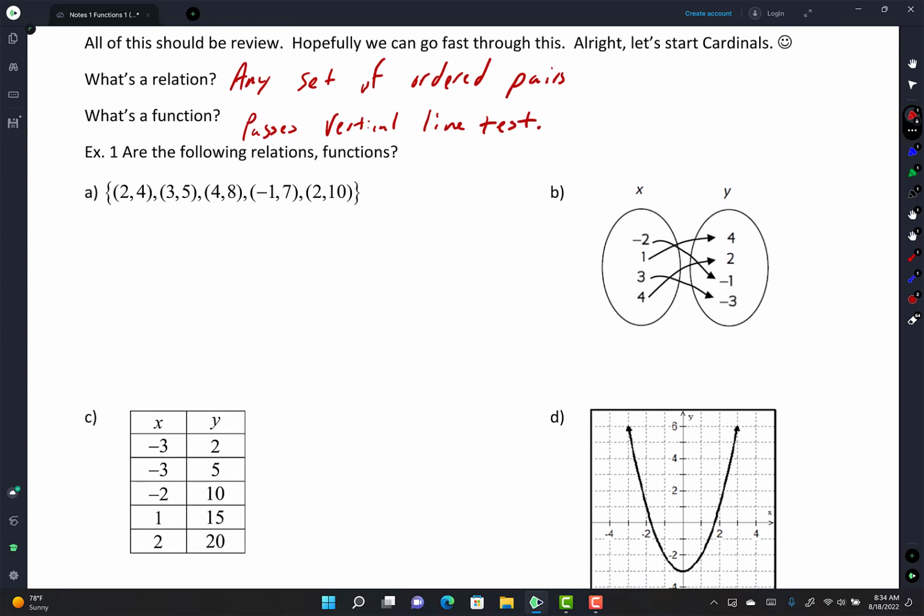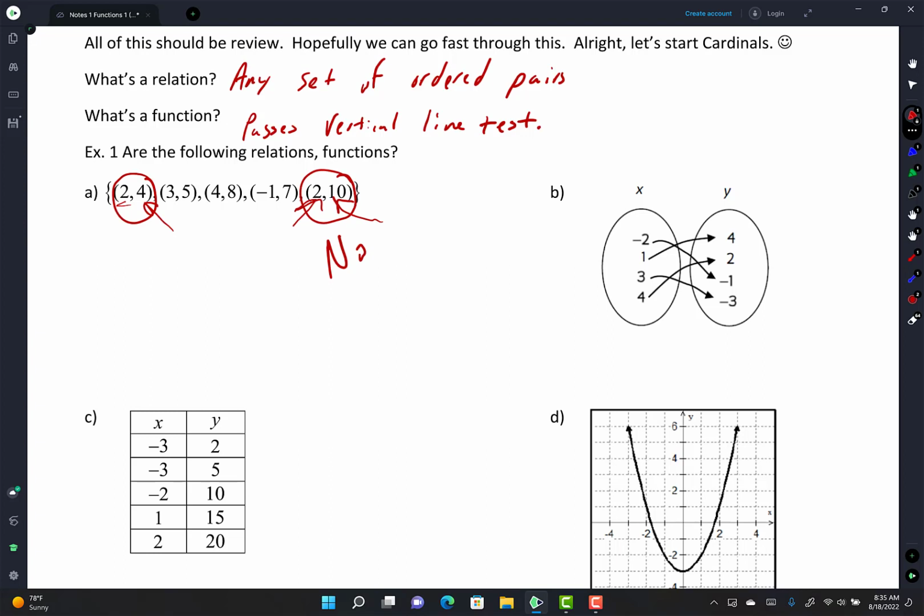So going with that, notice that I have ordered pairs here in letter A. It says, are the following relations functions? Notice a 2 has a 4, 3 has a 5, 4 has an 8, negative 1 has a 7, and notice a 2 has a 10. Is that a function? What do you guys think? No, x's repeat. So that's the whole idea of when is it a function, when is it not. If I put a 2, I better be getting a 4. So if I put a 2 again, I better not get anything different than that 4. I got a 10, so it can't be a function. You can't use this model to make a prediction or anything. Does that make sense, guys?